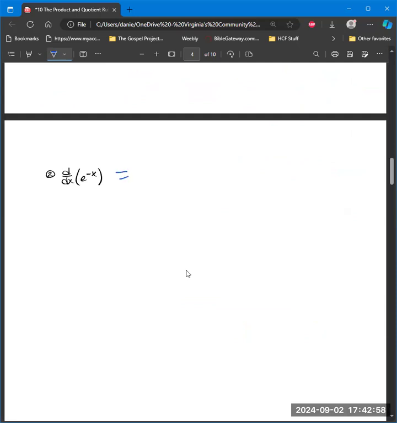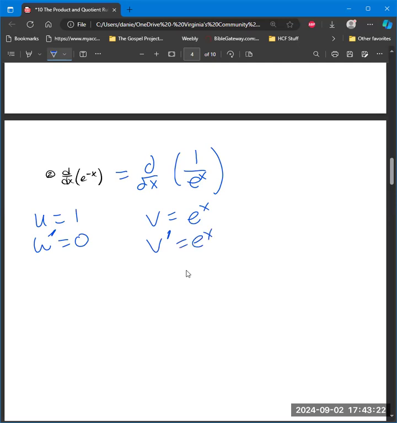This is the same thing as the derivative with respect to x of 1 over e to the x. Since we don't know a rule right now for dealing with that negative exponent, we're going to deal with this as a quotient, where our numerator is 1 and our denominator is e to the x. So the derivative of our numerator is 0 and the derivative of our denominator is e to the x. And our quotient rule is going to tell us to take u prime times v minus v prime times u all over v squared.